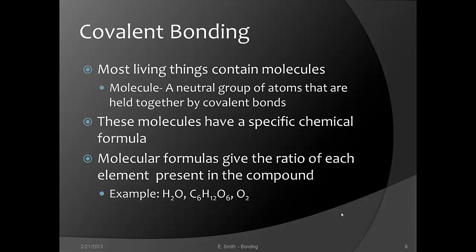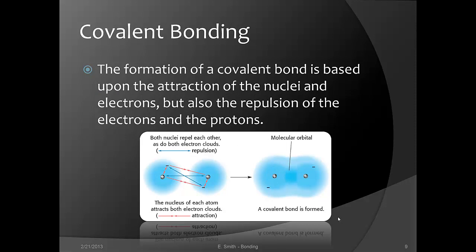C6H12O6, that's glucose, 6 carbons, 12 hydrogen, 6 oxygen, and then you have our famous O2, which is oxygen. Okay? And so those are all the formulas, and we're going to show ways in which to bond these.